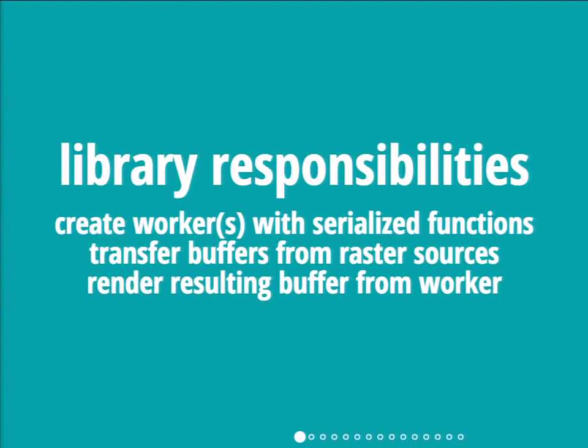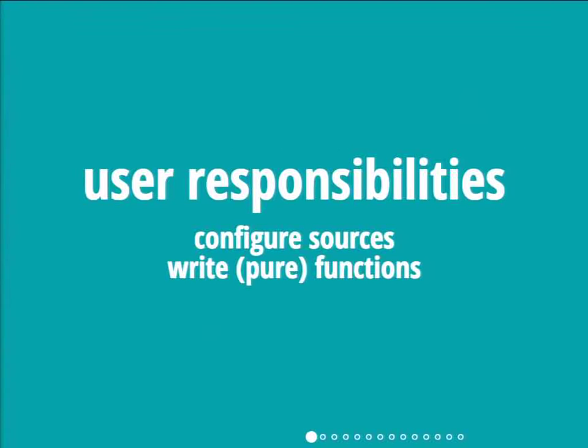So again, it's the library's responsibility. What OpenLayers does for you is create those workers. The user supplies a function, the library creates those workers, and then it handles the messaging back and forth. It transfers the buffers over to the raster sources, and then when they're done running the functions, it transfers them back to the UI thread, and then those are rendered. They can be rendered in the map.